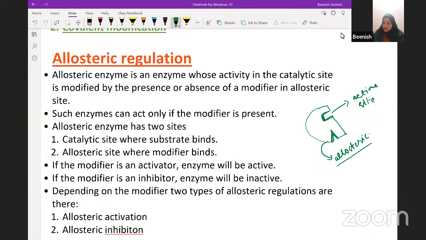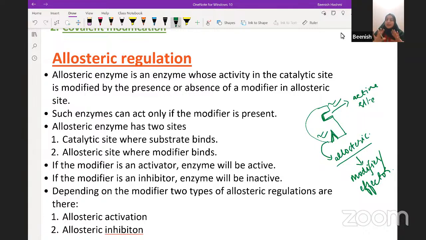So, and in the allosteric site, what is present? A modifier, also known as effector. So a modifier or effector is going to be either present or absent in this site, and this is going to define the activity of the active site. Okay, so that is an allosteric enzyme for you.